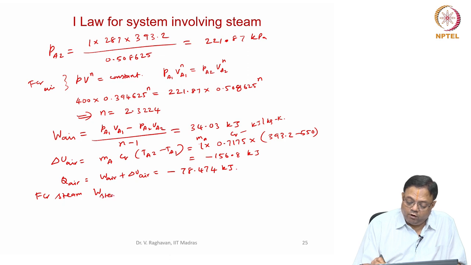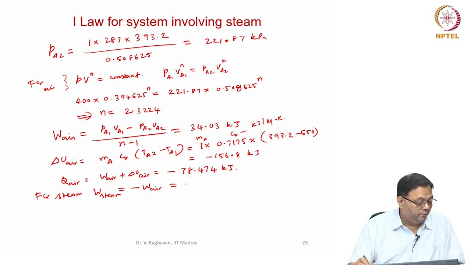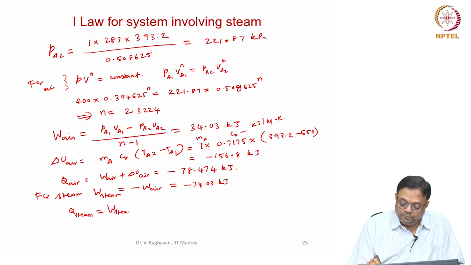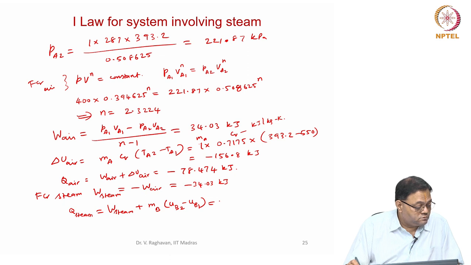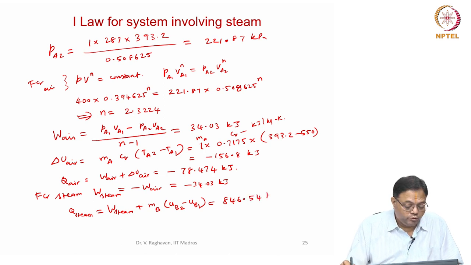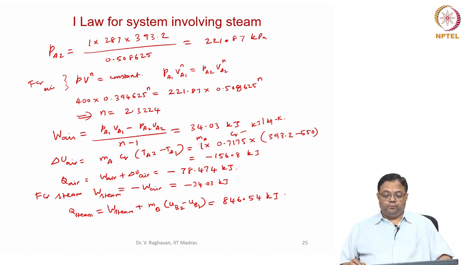Now for steam, the work done on the steam is by the air, so I can say minus W air, that will be equal to minus 34.03 kilojoules. So Q of steam will be equal to W steam plus MB into UB2 minus UB1, which is equal to 846.54 kilojoules. So that is the value.